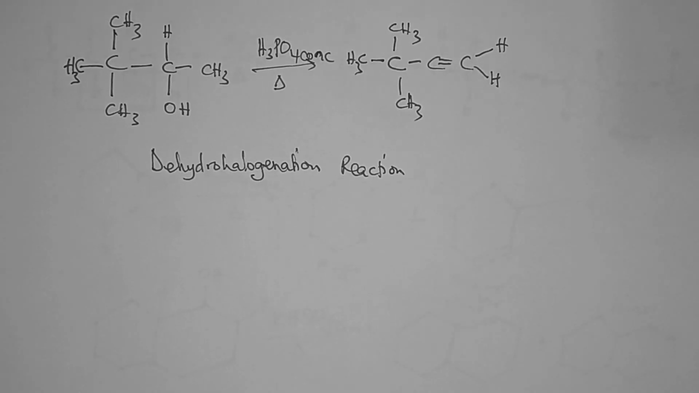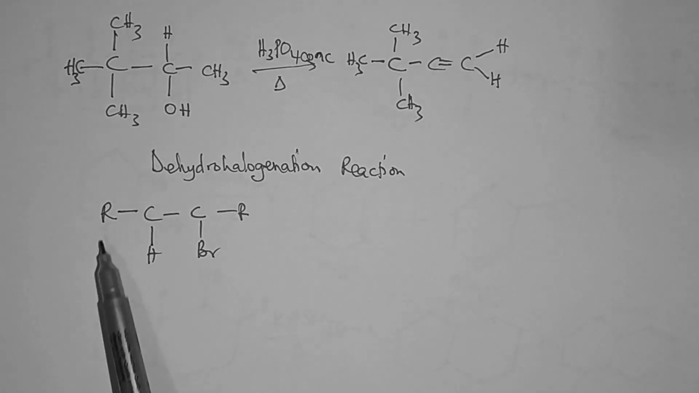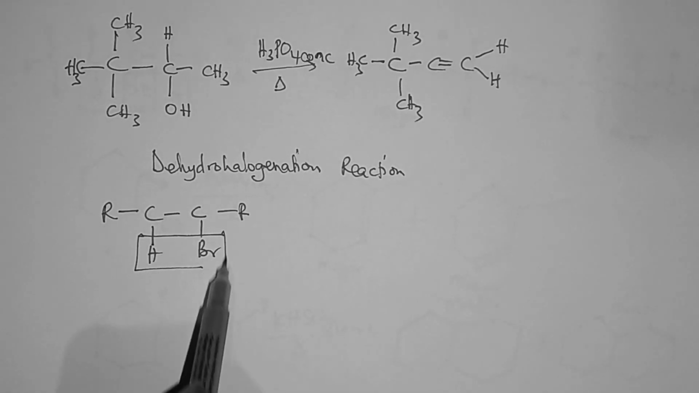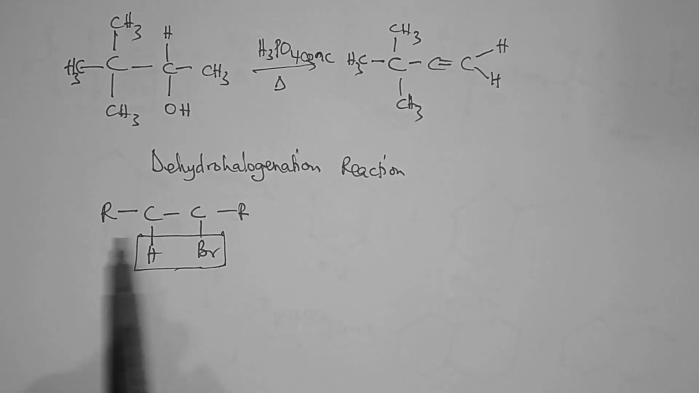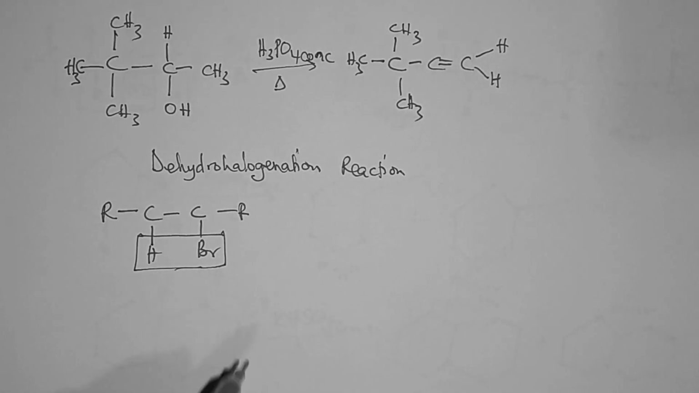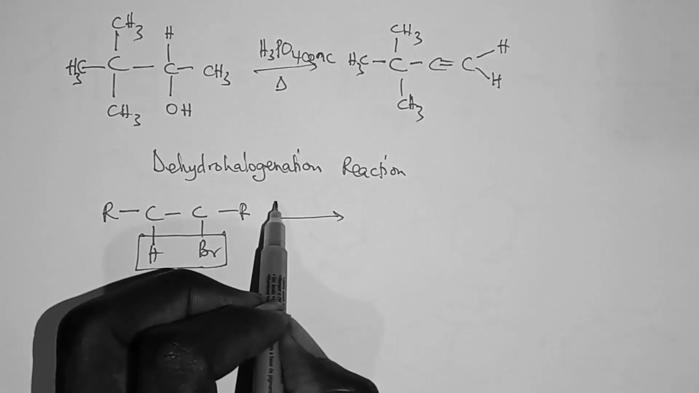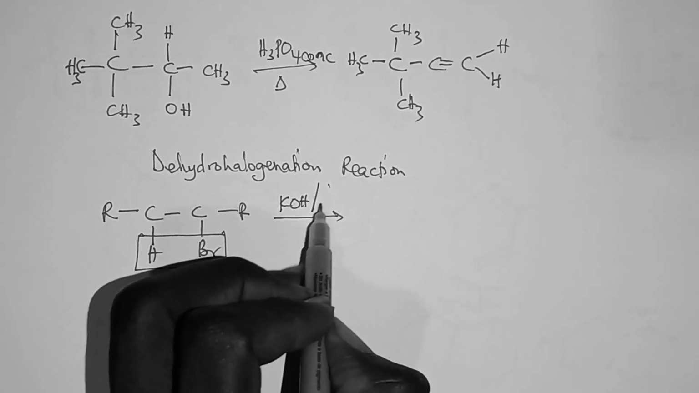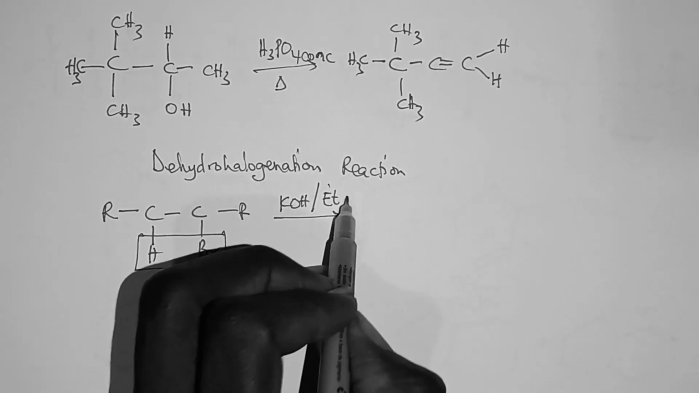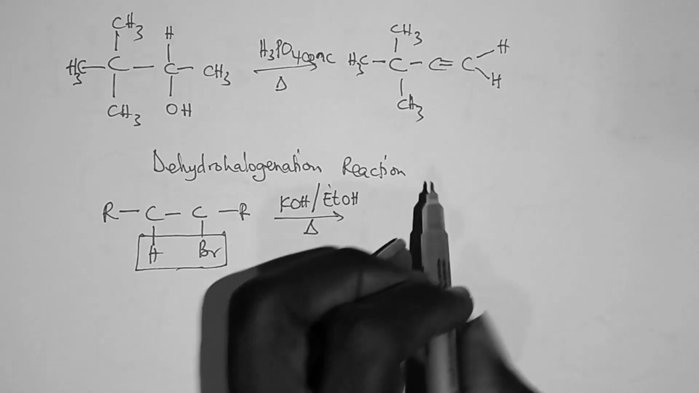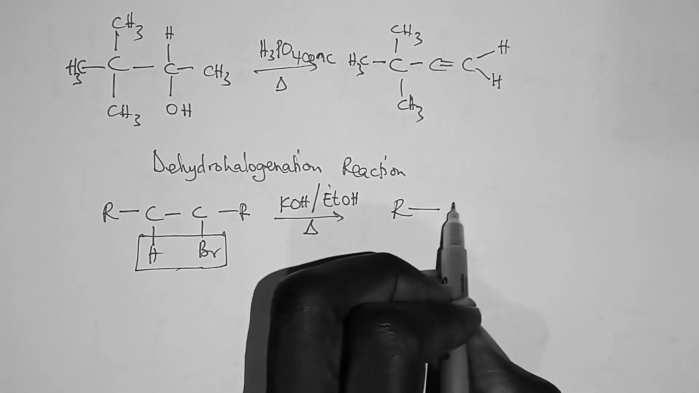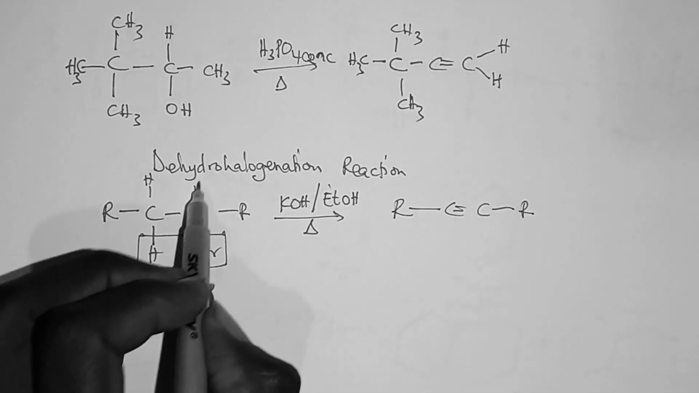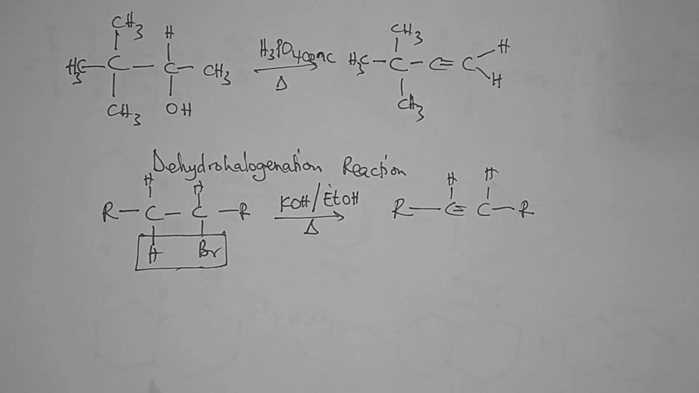Let's talk about dehydrohalogenation reaction. So let's assume we have a haloalkane. If you remove hydrogen plus a halogen from a haloalkane, you will form a corresponding alkene. And this reaction occurs in potassium hydroxide that has been diluted in ethanol under heat. We are going to get an alkene. So let me show the protons on this alkene. So this will be the product.